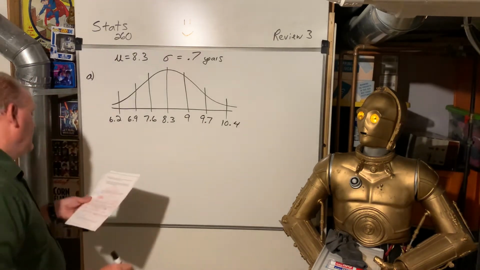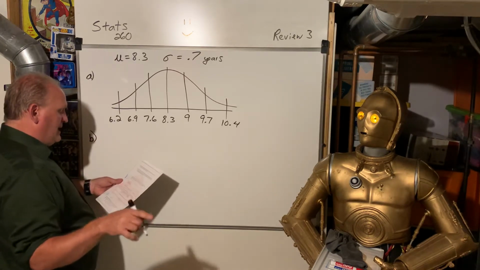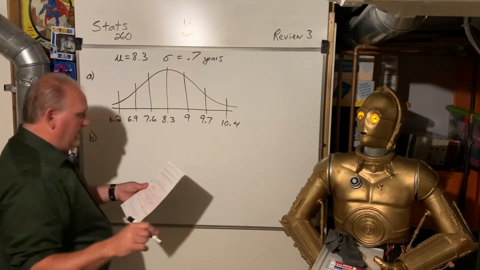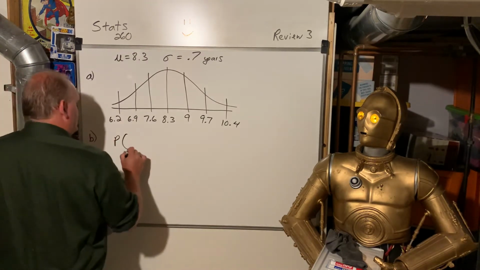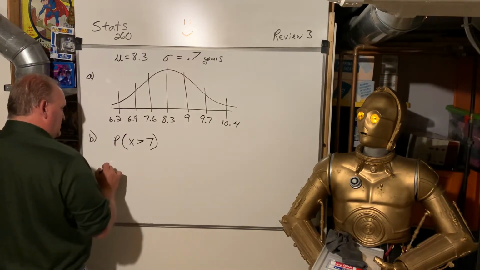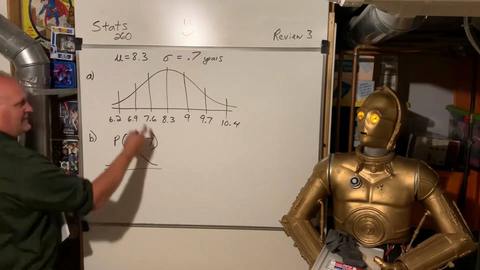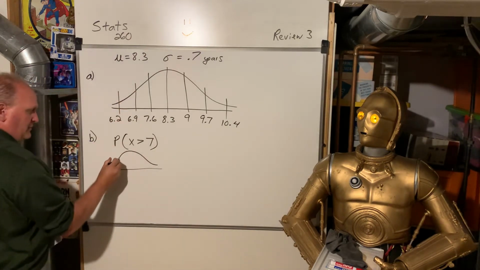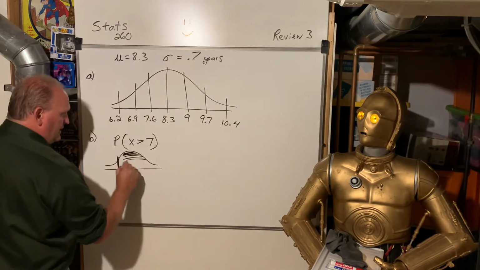All right? Now, letter B, for that problem, find the probability that X is greater than 7 years and draw a different picture. So here, we're going to draw a picture. There's our standard normal curve. 7 would happen right about here, so we'll put it down here. And then they want greater than, so it's this area up in there.